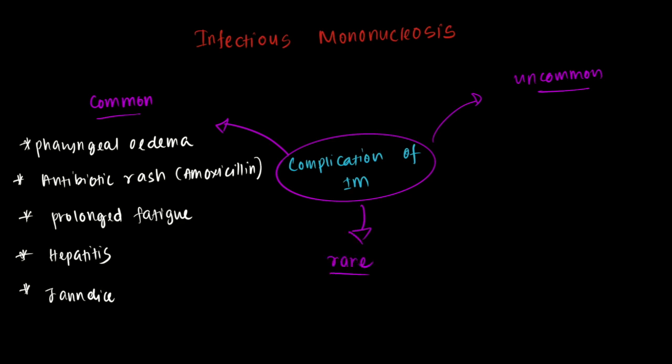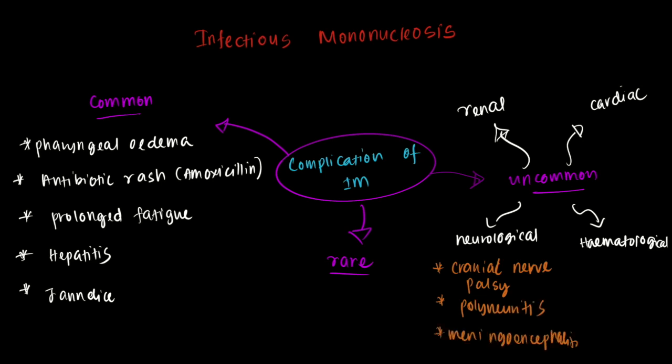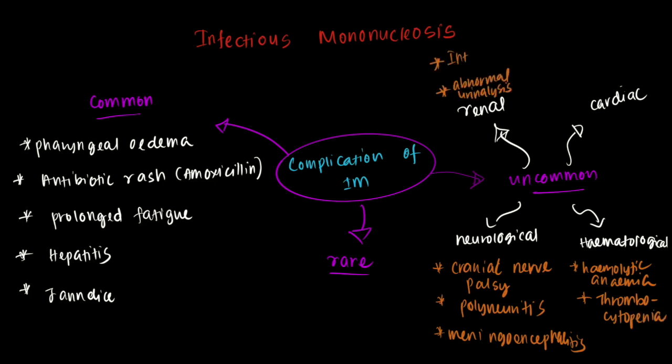Some uncommon complications of IM involve the neurological, hematological, renal, and cardiac systems. In the neurological complications, we might see cranial nerve palsy, polyneuritis, and meningoencephalitis. In the hematological, the complications that we can see are hemolytic anemia and thrombocytopenia. Abnormal urinalysis and interstitial nephritis are the renal complications of IM, and on the other hand, myocarditis, pericarditis, and ECG abnormality are the cardiac complications of IM.